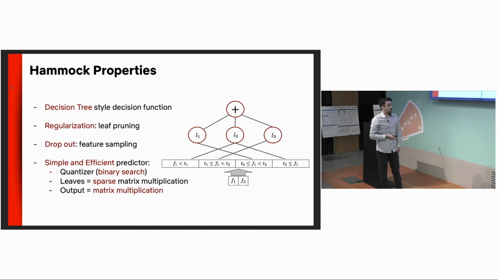The other interesting part is that if you look at the final predictor of this model, it's pretty simple. You have quantization and then two matrix multiplications, which, by the way, the first matrix multiplication is sparse. Now, if you don't want to deploy TensorFlow in your production path or in your critical path, you can implement this thing in 20 lines of your favorite language.